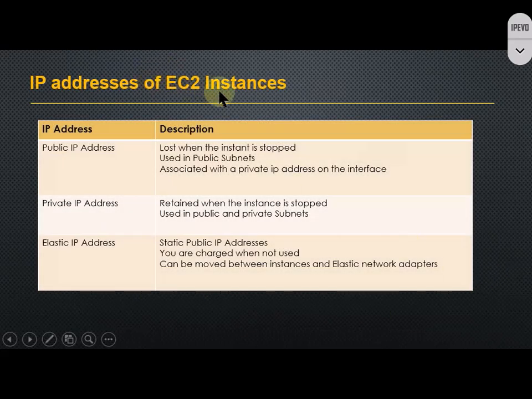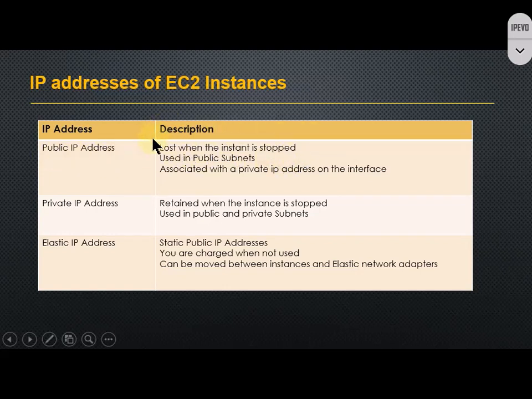IP address of EC2 instances. So once we deploy an EC2 instance, it is going to have a private IP address, which will be taken from where? The VPC. So first let's talk about the private IP addresses. This is retained when the instance is stopped. When you stop the instance and restart that instance, this IP address will be there, used in public and private subnets.